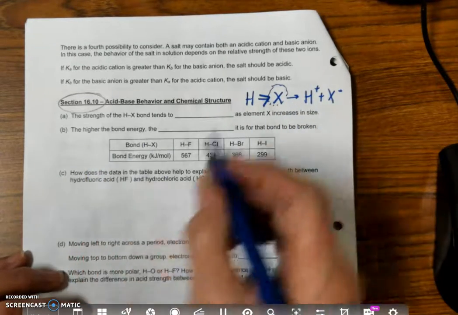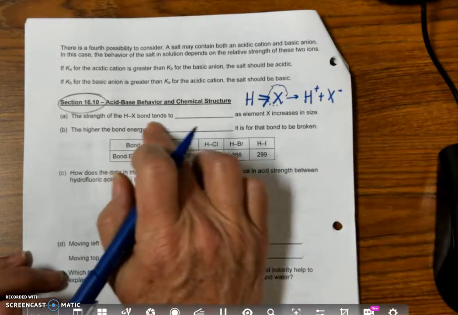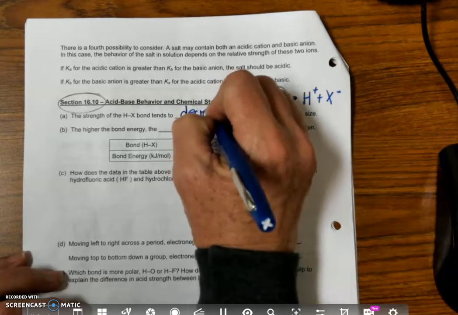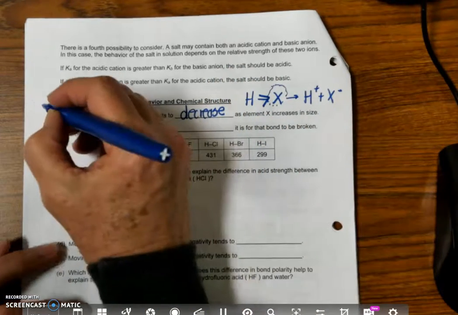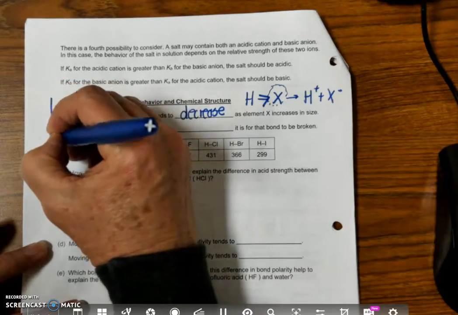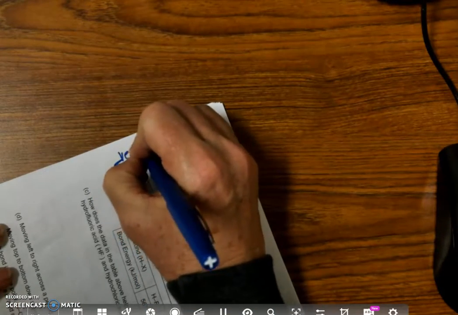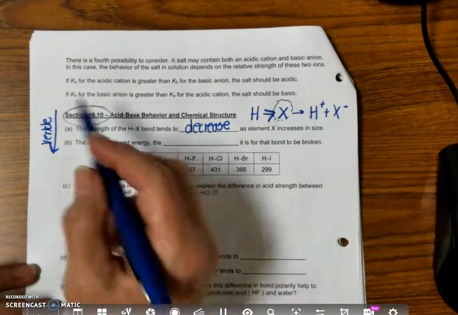As I go, the strength of HX tends to decrease as the element X increases in size. So this is going to be down, so vertical, down the group of the periodic table. Let's look at the halogens first.